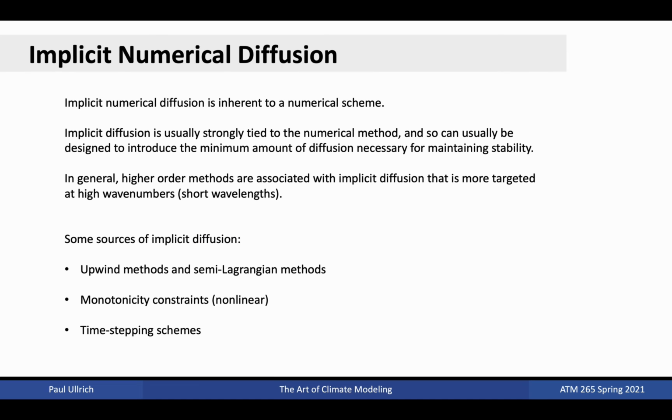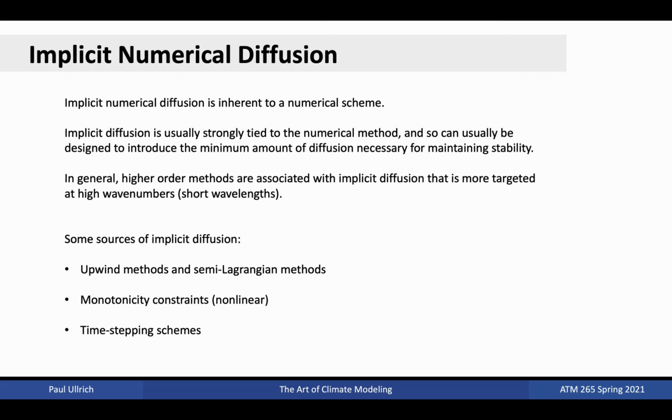Not all forms of diffusion need to be explicitly added, although explicit diffusion does give the model developer control over exactly how much diffusion is added to the simulation. Many numerical methods feature implicit diffusion, that is, diffusion that simply comes along with the discretization. One advantage of implicit diffusion is that it's strongly tied to the numerical method, so it can be designed to introduce the minimum amount of diffusion necessary for maintaining numerical stability.